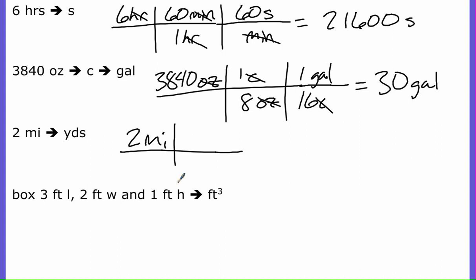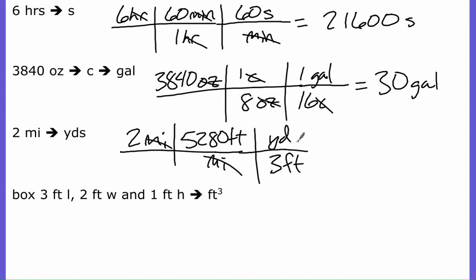There's 5,280 feet in a mile. So I can use that conversion to get out of miles and into something that I can relate to yards. And there are 3 feet in a yard. So now my work is complete. I've gone all the way from miles into yards, feet canceled, mile canceled. All I have to do is multiply and divide to get my answer.